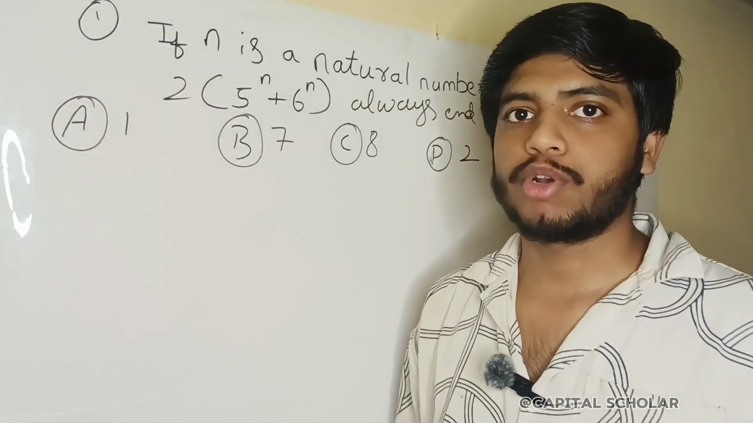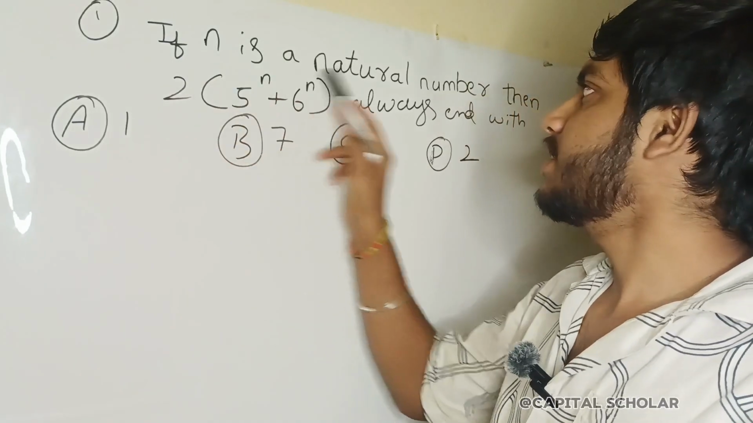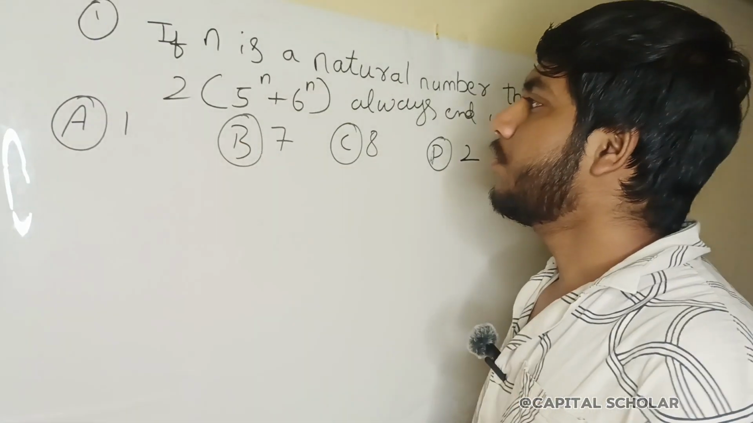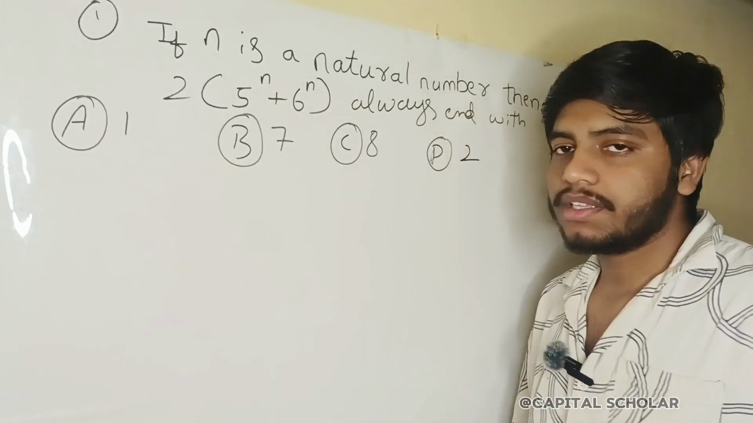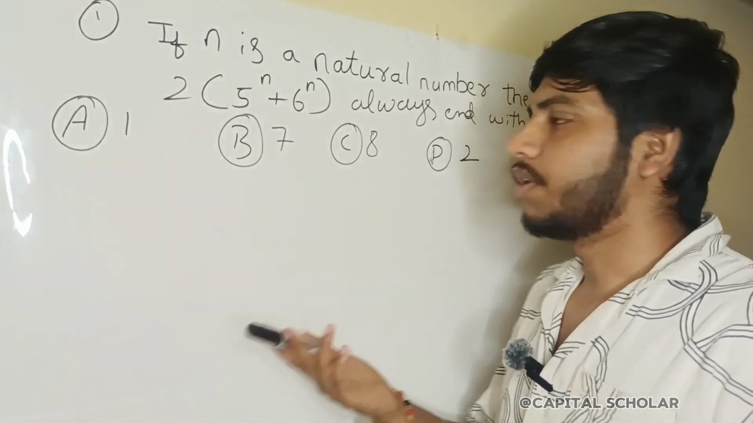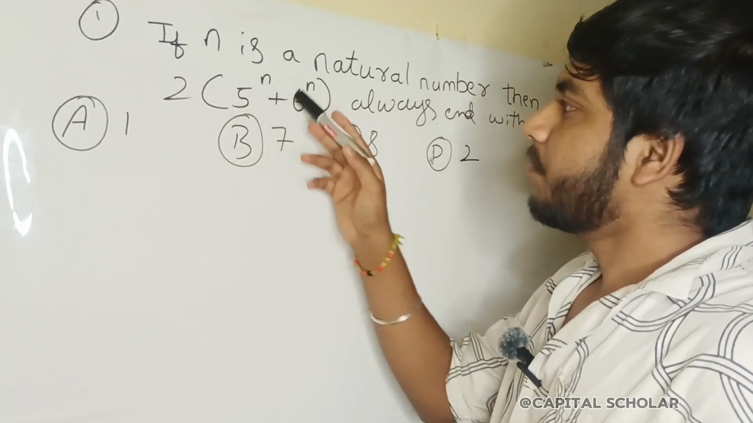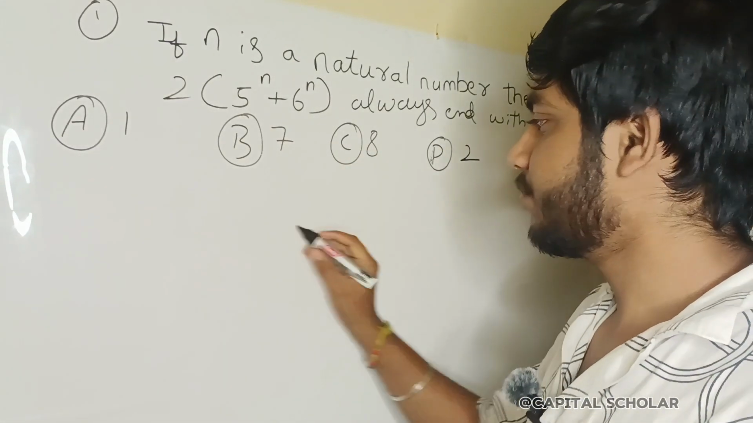Now let us see the first problem, which is a level-upping problem. If n is a natural number, then 2 into 5 to the power of n plus 6 to the power of n always ends with what? Here they said n is a natural number, meaning 1, 2, 3, 4, 5. So what is the value of n? It always ends with... let us see.